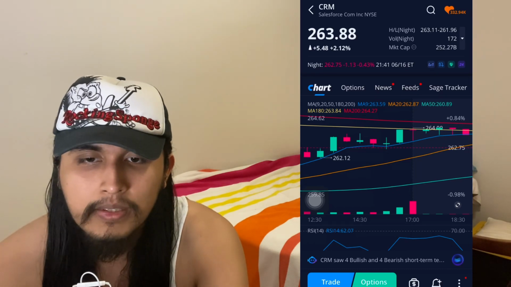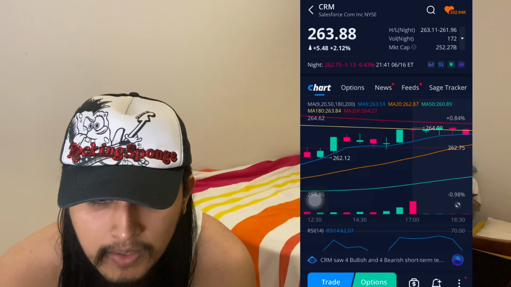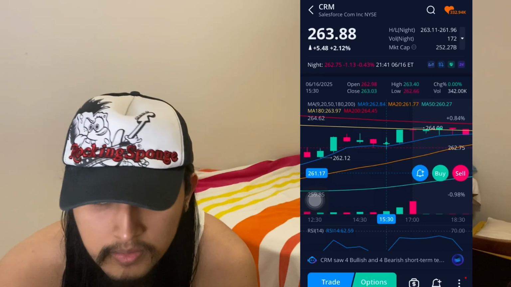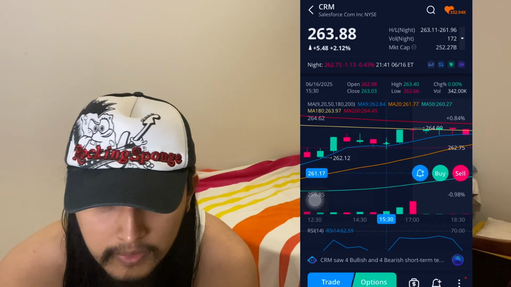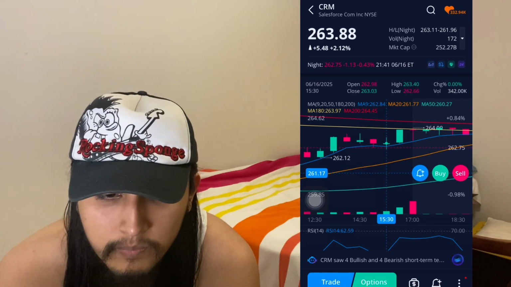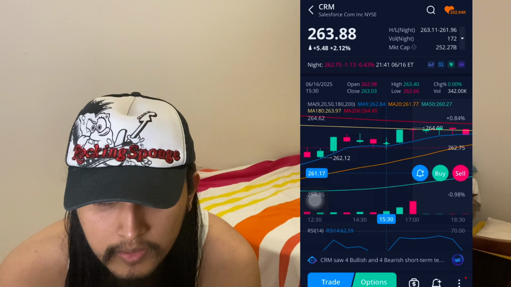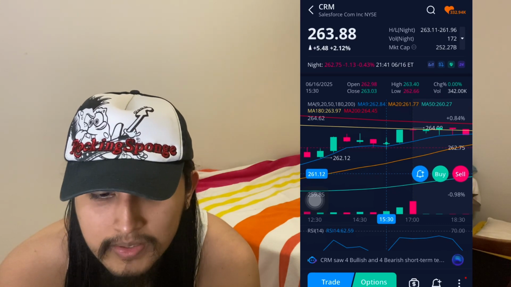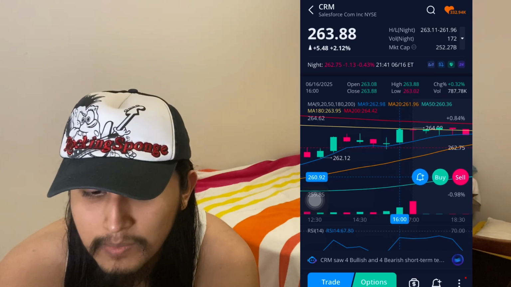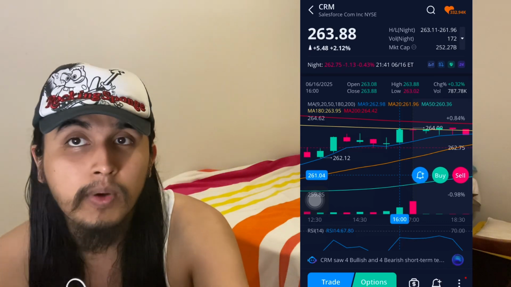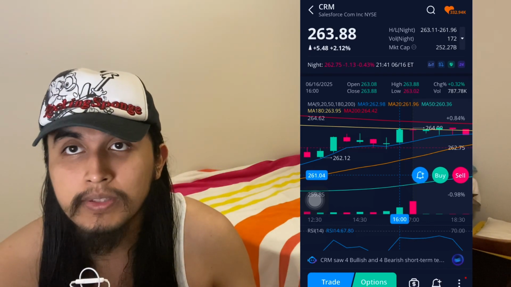So you're trying to use the moving average as your entry point when, for example, on this 1530 candle, you bought CRM call options as soon as it landed on the 9-day moving average. Your exit point would be as soon as it approaches the 180-day moving average. So that's one way to know when to sell out your position.